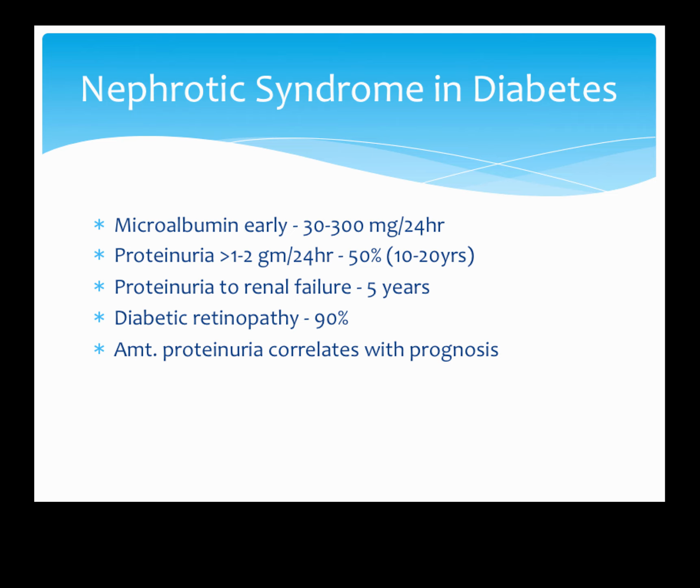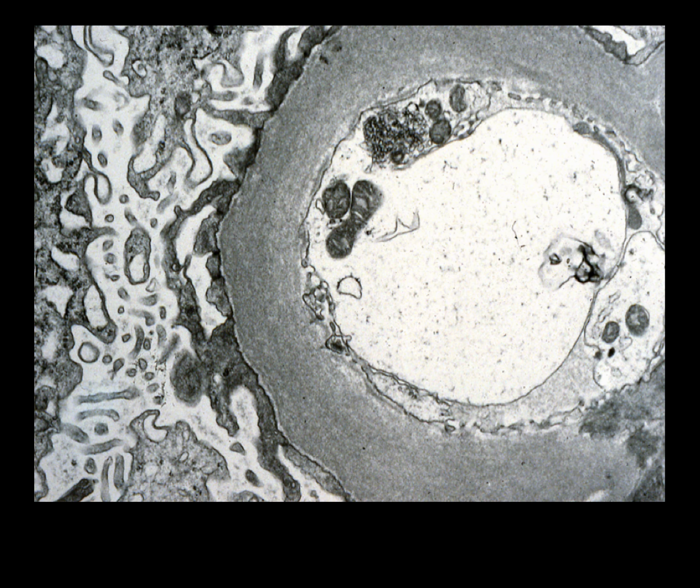Once they develop 1 to 2 grams of protein in 24 hours, they will go on to renal failure within about 5 years. Almost all of these patients will have diabetic retinopathy, which is a good diagnostic tool in examining patients with diabetes. And we know that the amount of proteinuria correlates very well with the prognosis in these patients.